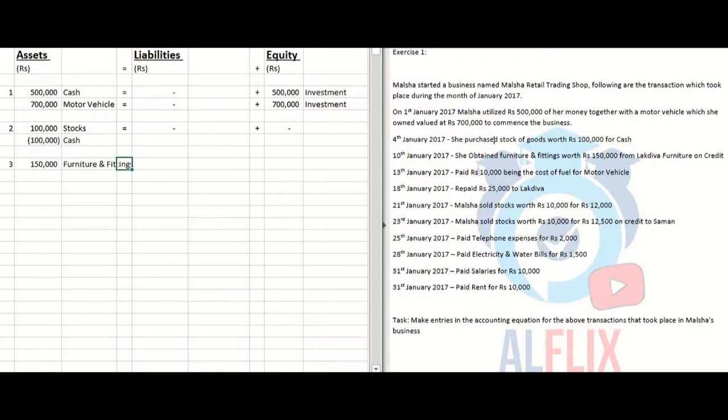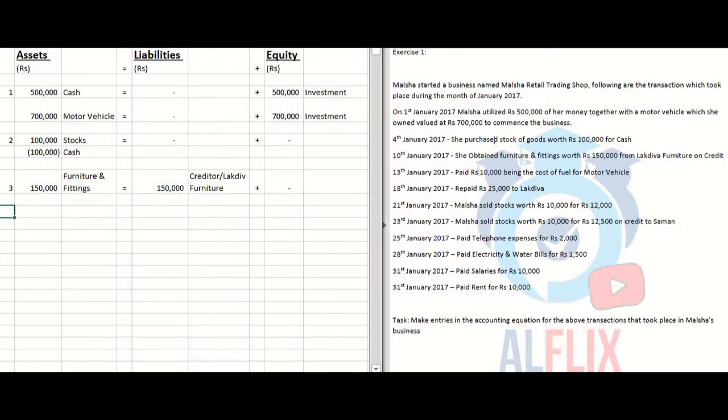This would equal to, as this has been purchased on credit, this will create an obligation to the organization which will result in an increase of liabilities worth rupees 150,000 as creditor or Lakdiv Furniture, plus there will be no effect on equity with regards to this transaction, so it is nil.